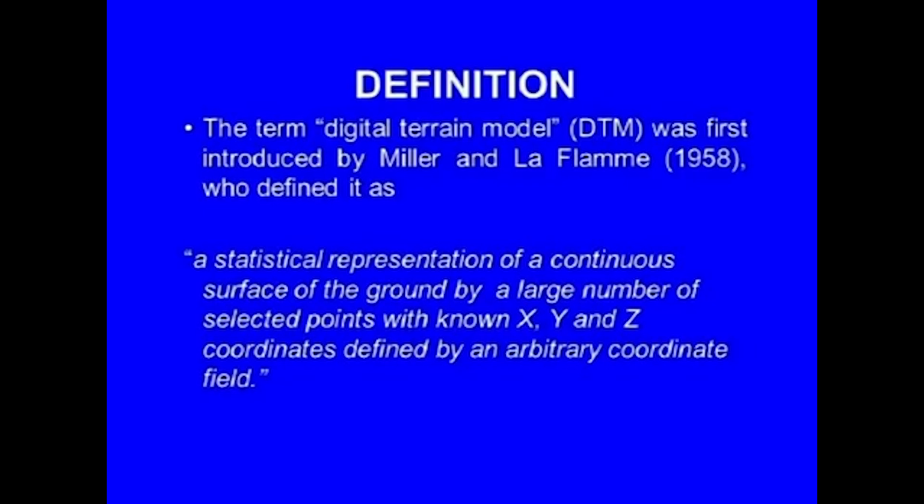Before we proceed ahead, it would be prudent to look at the definition of digital terrain model. The term digital terrain model, or in short DTM, was first introduced by Miller and Laflamme in the year 1958, who defined it as a statistical representation of a continuous surface of the ground by a large number of selected points with known x, y and z coordinates defined by an arbitrary coordinate field.